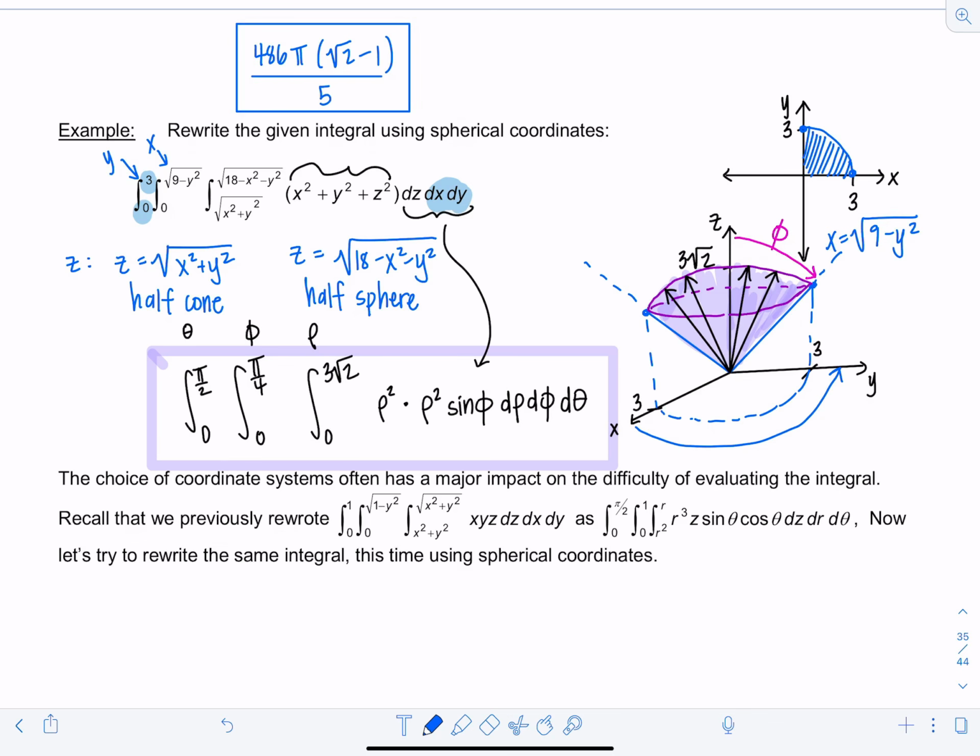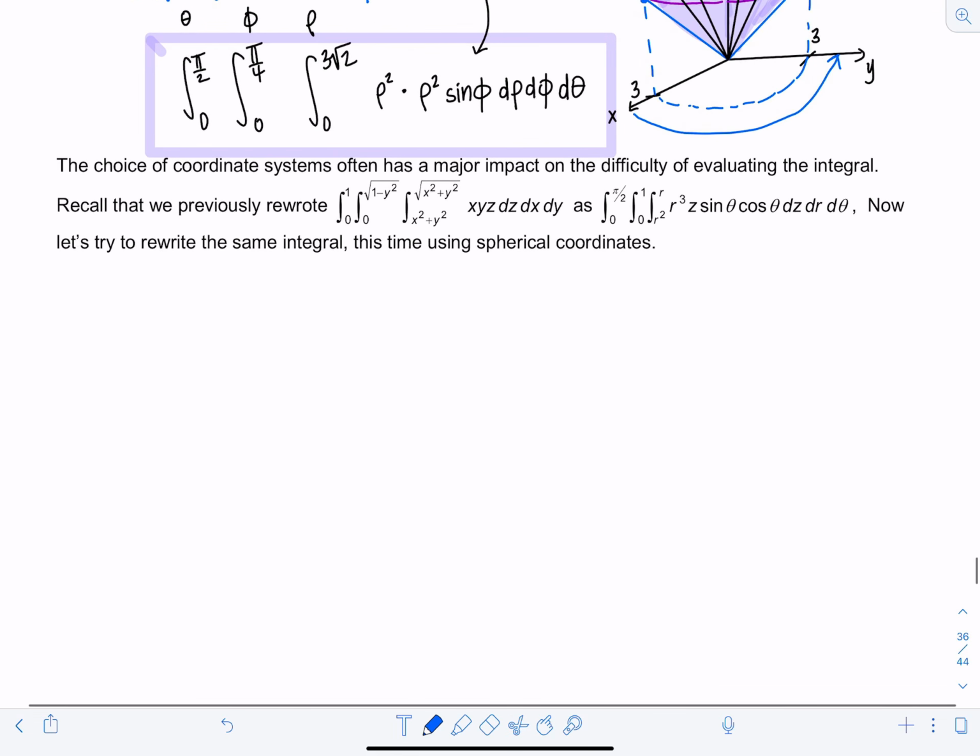All right, now we have a lot of options, right? We have rectangular coordinate system, spherical, and don't forget about cylindrical. And the choice of coordinate systems often has a major impact on how difficult it is to actually compute or evaluate the integral. And when we first discussed cylindrical coordinates, we rewrote this triple integral from 0 to 1, 0 to root of 1 minus y squared. X squared plus y squared is the lower limit. That's your paraboloid opening upward up until a cone. We rewrote it as the following, triple integral in cylindrical. I don't need to read it to you. You can all see that. So what we're going to try to do is rewrite the same integral, but this time using spherical coordinates.